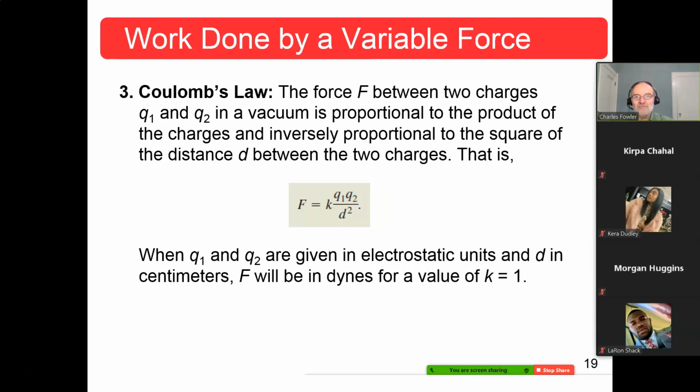Okay, and then finally Coulomb's law actually looks a lot like Newton's law of gravitational attraction. The force F between two charges, Q1 and Q2, in a vacuum is proportional to the product of the charges, Q1 times Q2, inversely proportional to the distance between them squared. That proportionality constant is K, often called Coulomb's constant, or the electrostatic constant, because this is called electrostatics. The charges are fixed, they're not moving.